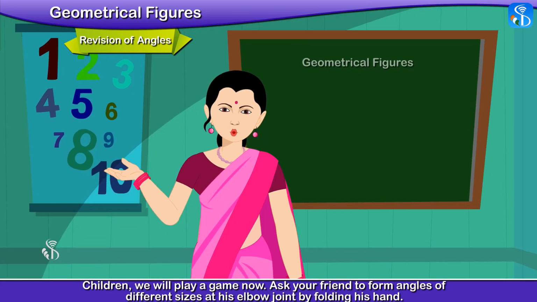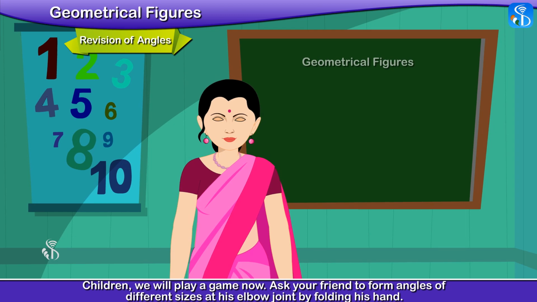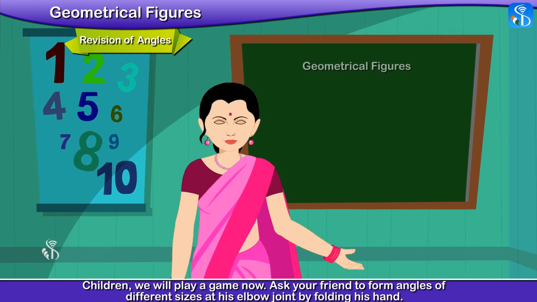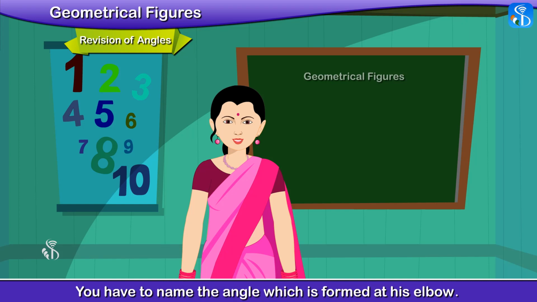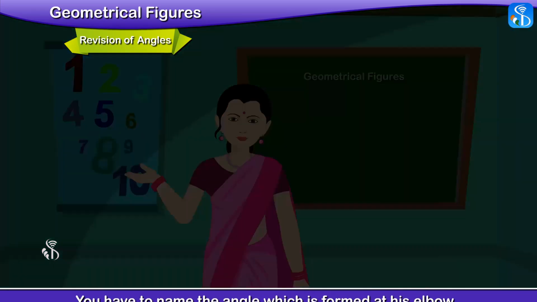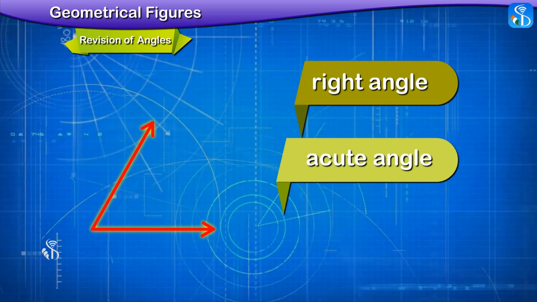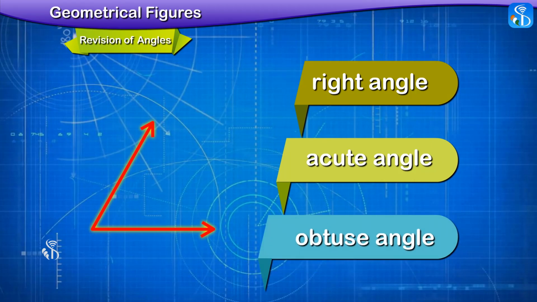Children, we will play a game now. Ask your friend to form angles of different sizes at his elbow joint by folding his hand. You have to name the angle which is formed at his elbow. Is it a right angle, an acute angle, or an obtuse angle?